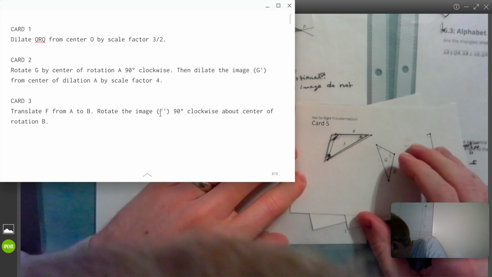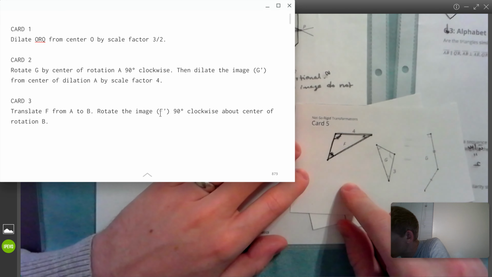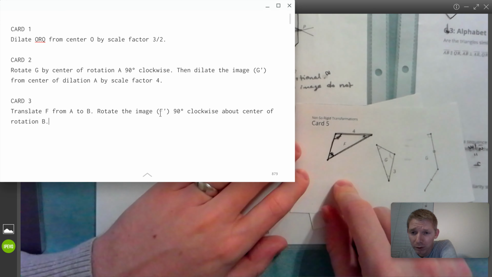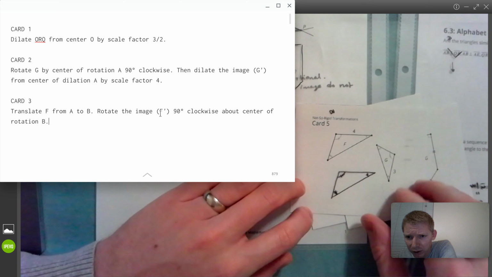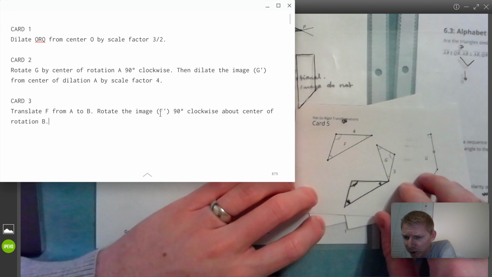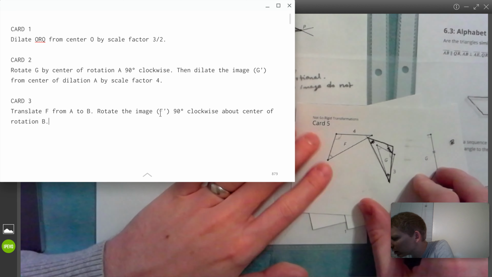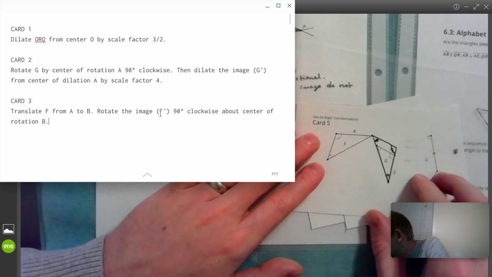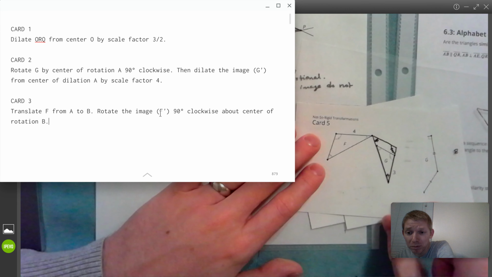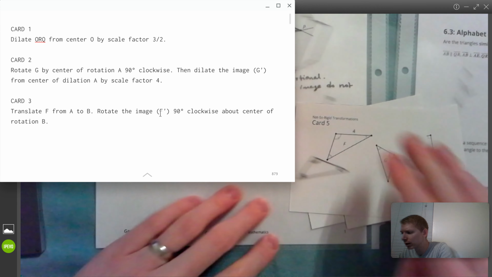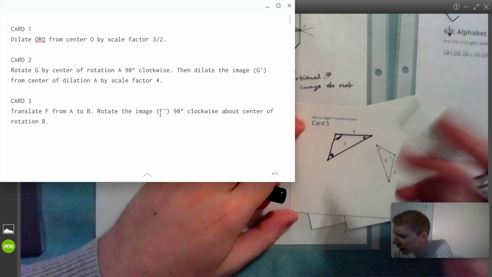So first things first, we're probably going to need to do a translation. So I'm going to need to match up the angles that have 1 and 1. So that would be something like this. Then we're going to need to do a rotation to match up these angles. And then we'll need to do a dilation to get this triangle to be the same size. So let's go ahead and label these points right here as A and B.